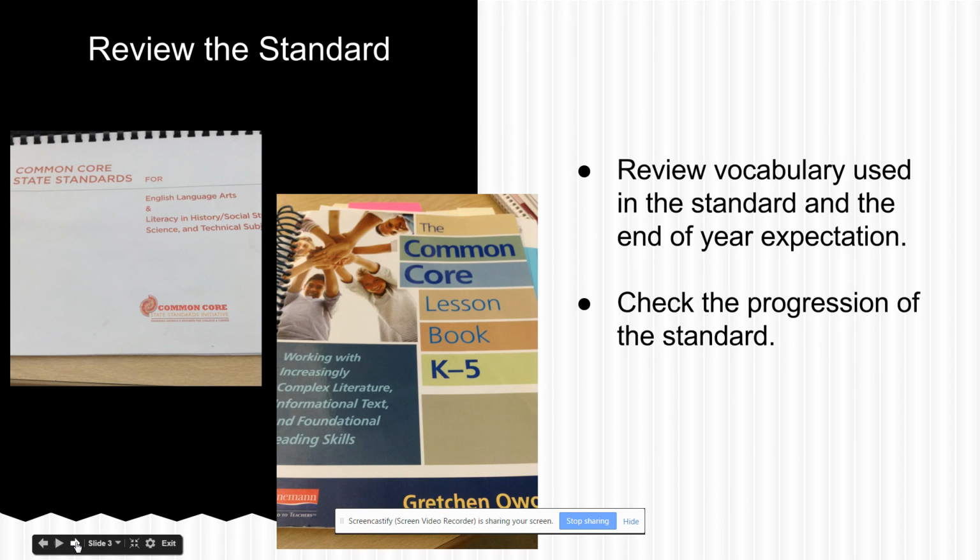Once you've identified your standard, you want to either look at the copy that you have of the Common Core State Standards, the Common Core lesson book, or there's also a link within the ELA documents on Schoology that you can link to the ELA standard. So you want to review that standard. You want to look at the vocabulary in the standard. You want to look at the end of year expectation. Something that's nice about the Common Core lesson book is you actually can see the progression from K to 5 to see if there are any vocabulary changes from grade level to grade level.